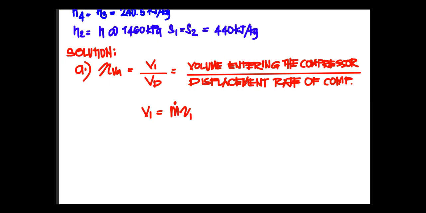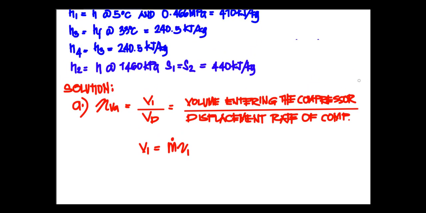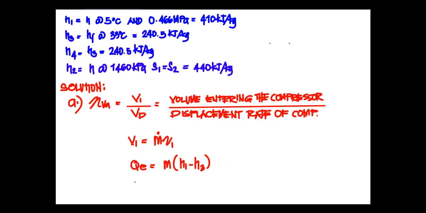So we have the value now of our specific volume, but we don't have the value of our mass flow rate. Okay, so we must solve the value of the mass flow rate. Now, remembering the heat added to the evaporator, that will be Q at the evaporator, which is the mass multiplied by the change in enthalpy from point 1 to point 3 or 4. From here, we can rewrite our equation for the mass flow rate, so that will be the heat added to the evaporator divided by the change in enthalpy from point 1 to point 3 or 4.